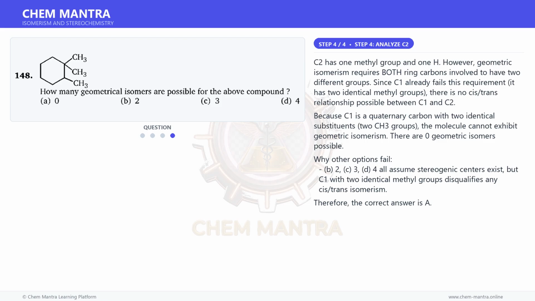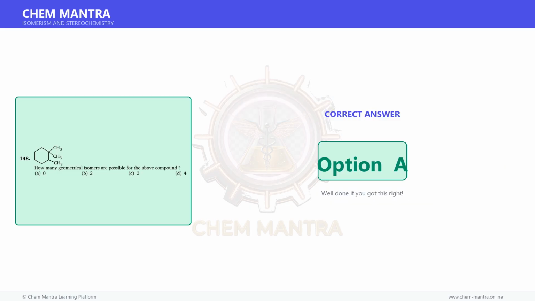Why other options fail? B, 2, C, 3, D, 4 all assume stereogenic centers exist, but C1 with 2 identical methyl groups disqualifies any cis-trans isomerism. Therefore, the correct answer is option A.